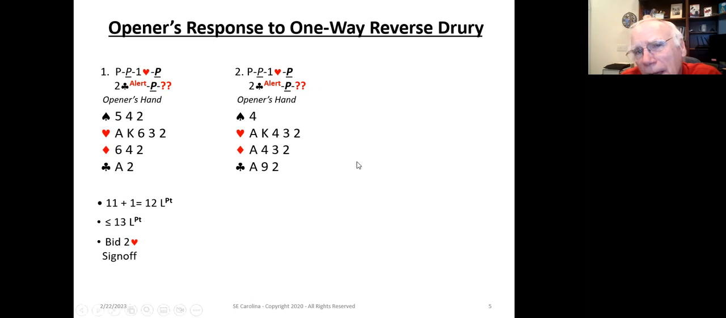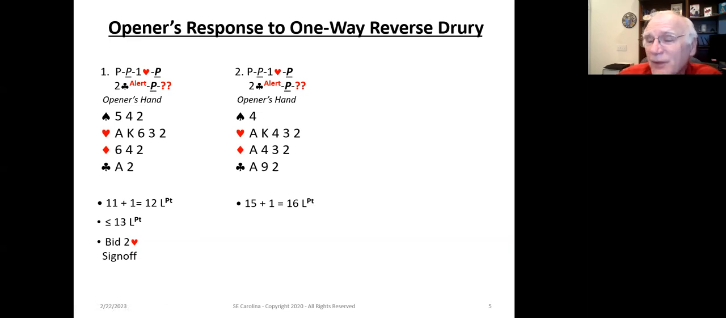Okay, let's look at the second example here. In this one, our partner again opens 1 heart in 3rd seat, and our partner initiates Drury, and it comes back around. And what do we got this time? Well, we've got a much better hand. We've got 15 high card points, 1 length point for 16. Okay, 16 is greater than or equal to 13, so we're going to bid.